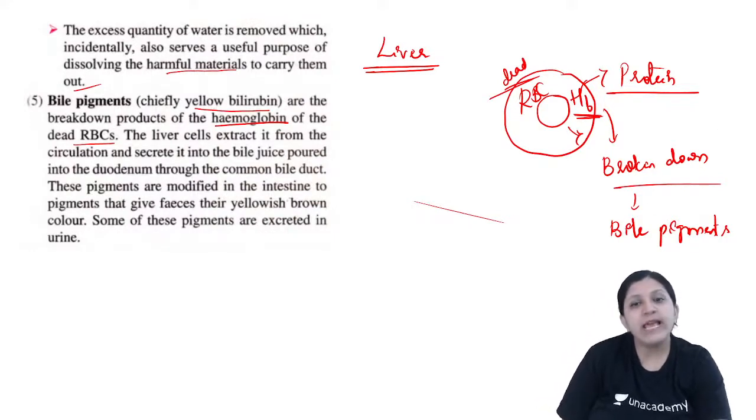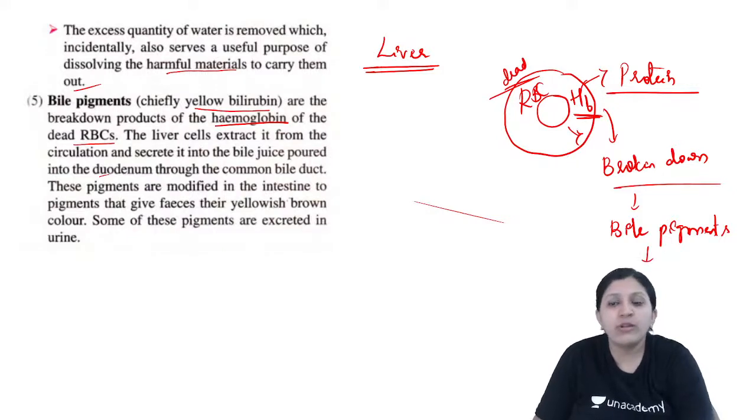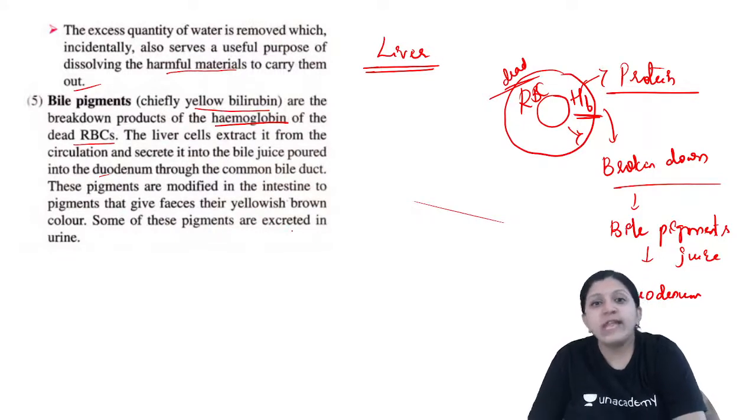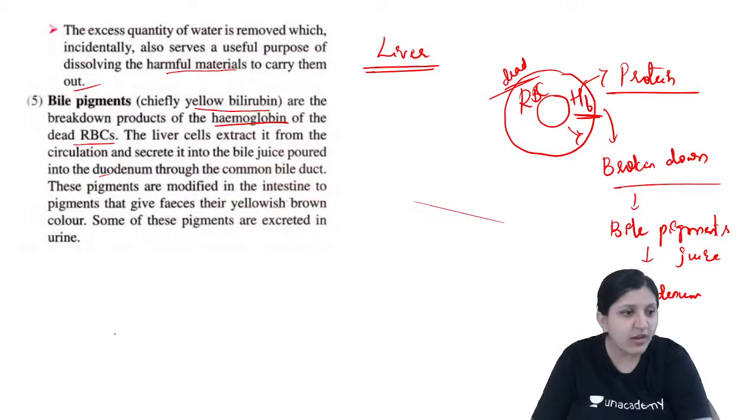Liver cells extract it from the circulation and secrete it into the bile juice, poured into the duodenum. So this bile juice formation is given into the duodenum through the common bile duct, so these pigments are modified in the intestine to pigments that give feces their yellow coloration. Are you all understanding?